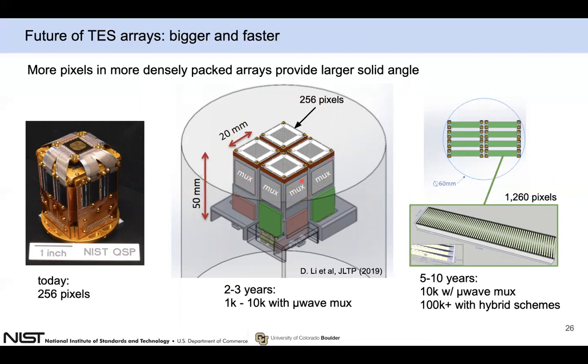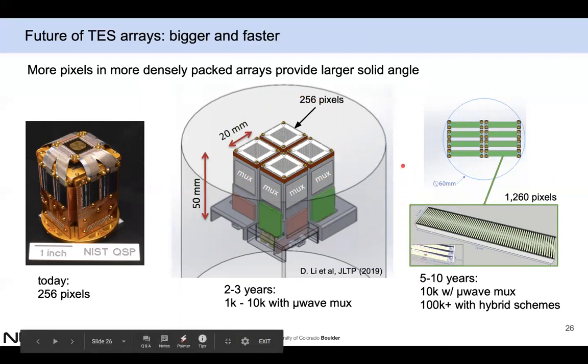So on a longer time scale, we're working to develop an even more compact version of this packaging and use advanced hybrid multiplexing techniques we hope will allow us to read out arrays of as many as 100,000 pixels.